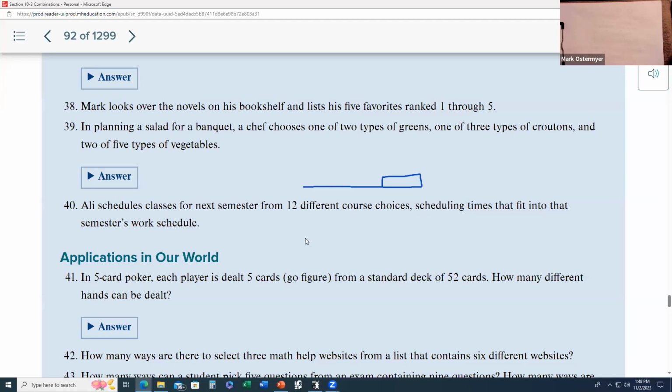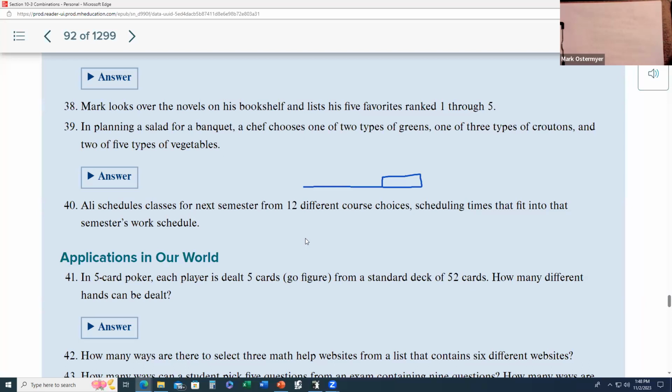And you see, let's say you see 3 classes that will fit your schedule, not conflict with your job from 4 to midnight. Do you think it matters in what order you schedule those classes? Class A, Class B, and then Class C, or Class C, then Class B, then Class A?